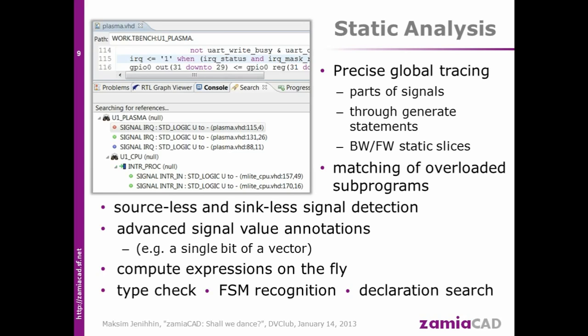Once you have this elaborated model, you can do static analysis. By this I mean precise global tracing, for example, of parts of signals. You can trace through generate statements. You can create backward or forward static slices for some signals going through signal assignments. Having this model, you can match overloaded subprograms precisely. You can detect sourceless or sinkless signals. You can do advanced signal value annotations, compute expressions on the fly, do type checks, FSM recognition, and declaration search, for example.